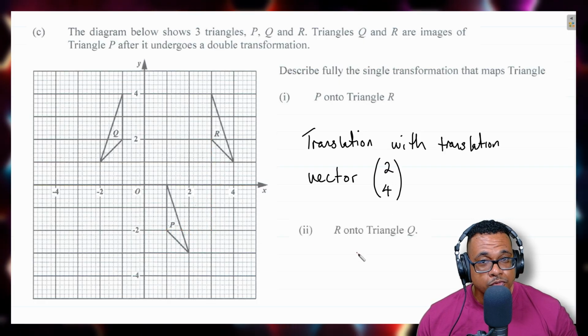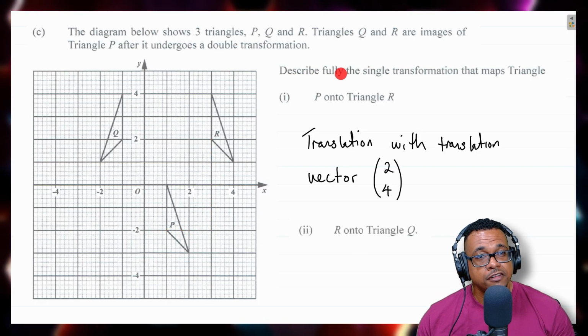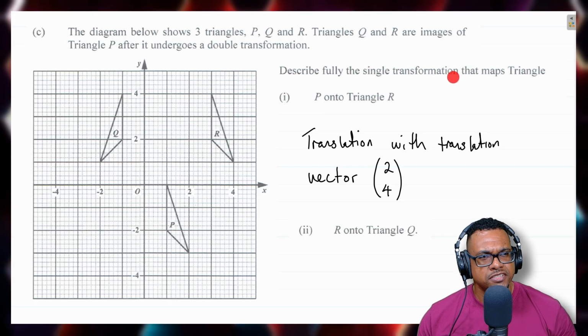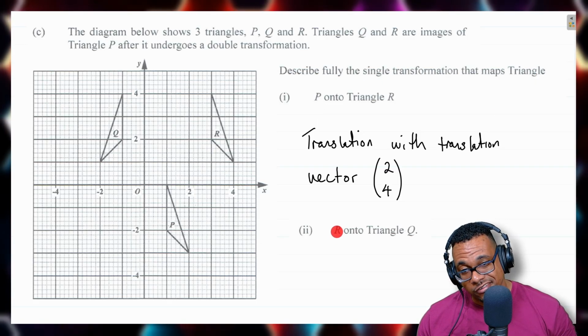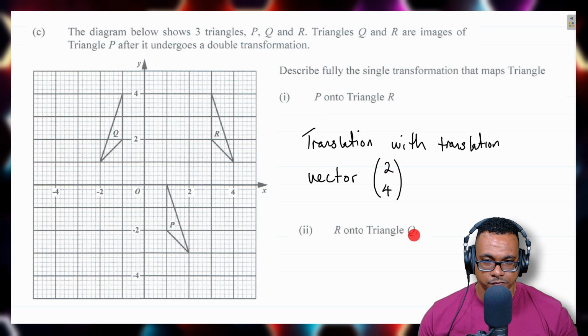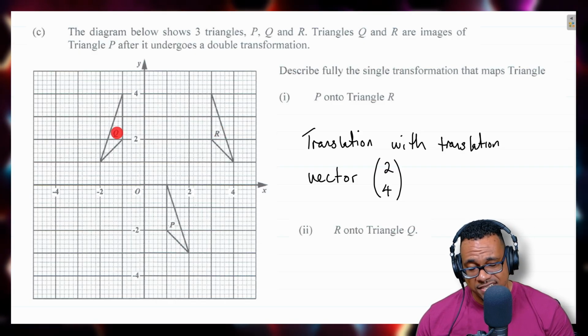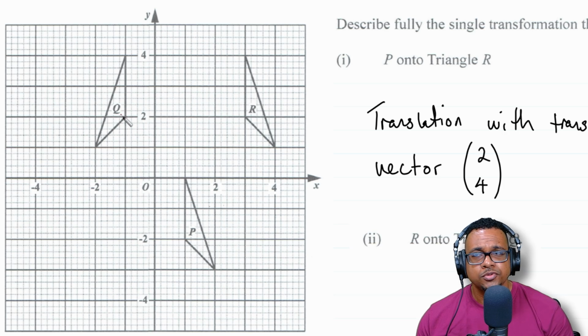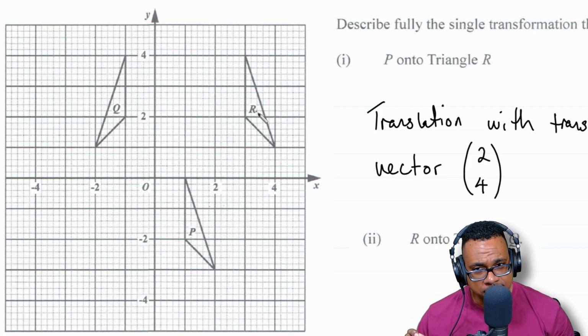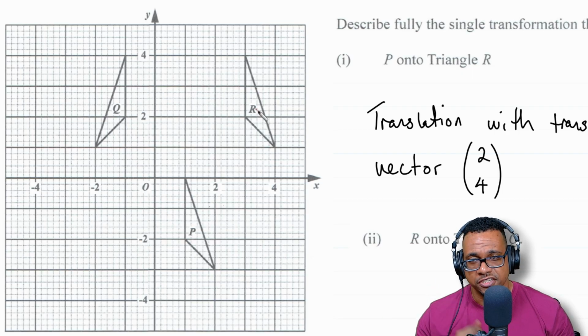Now for part 2, we want to do the same thing. We want to describe fully the single transformation that maps triangle R onto triangle Q. So we want triangle R as the object, mapping to triangle Q as the image. Now when looking at these two triangles, we've seen that they are not in the same orientation. So it cannot be a translation. But what I notice about R and Q, it's laterally inverted. And anytime I see lateral inversion, that tells me it's a reflection.